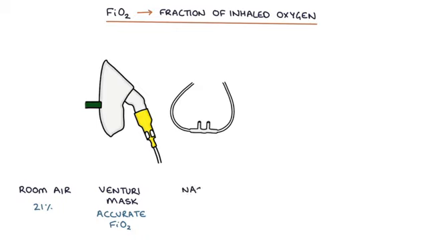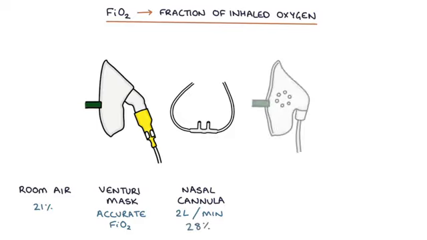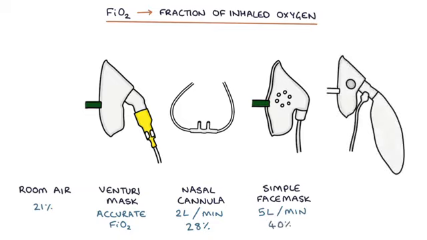For example, nasal cannula with a 2 litres per minute oxygen flow rate gives an approximate FiO2 of 28%. A simple face mask with a 5 litre per minute oxygen flow rate gives an approximate FiO2 of 40%. And a face mask with a reservoir, or a non-rebreather mask, with an oxygen flow rate of 10 litres per minute gives an approximate FiO2 of 95%.